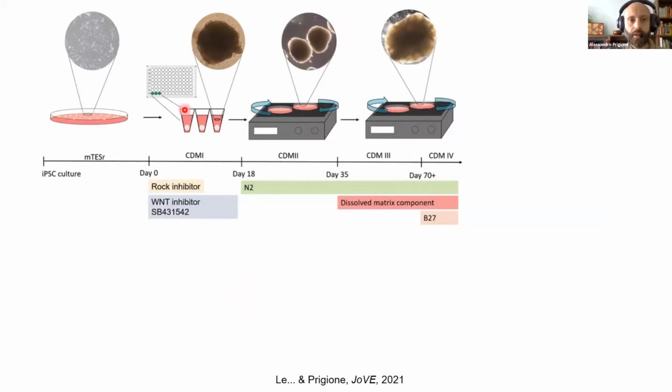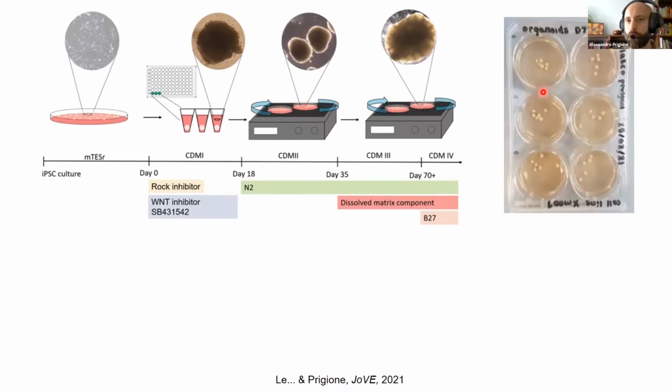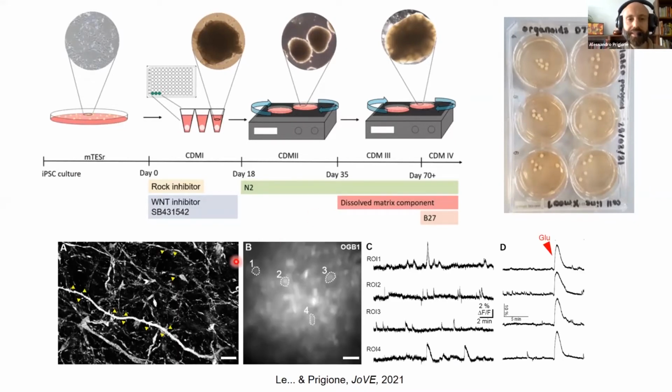So what we do, we put the cells in an orbital shaker, so plates in an orbital shaker, so we don't use the bioreactors. In this way, we can scale up. So for example, in a plate here, you see these small roundish aggregates, the brain organoids. And then the important thing is they can be functional. So we can see here these yellow triangles. These are supposedly spines that indicate synaptic occurrence, and we can use calcium imaging to see that the cells respond, for example, to glutamate addition.